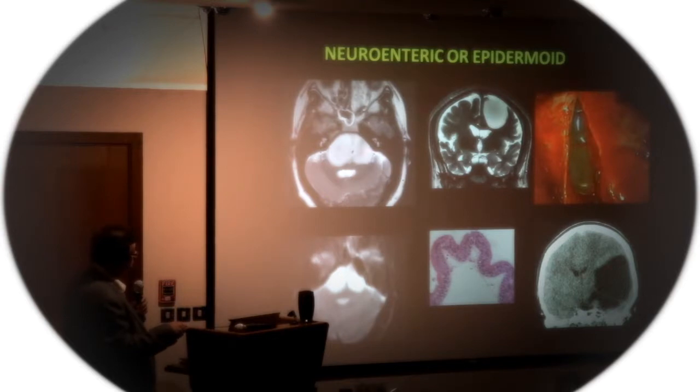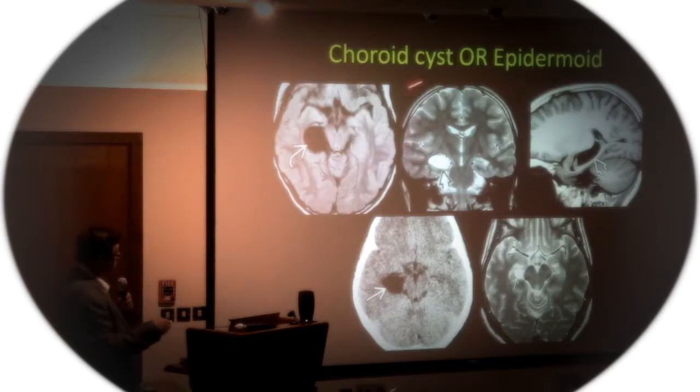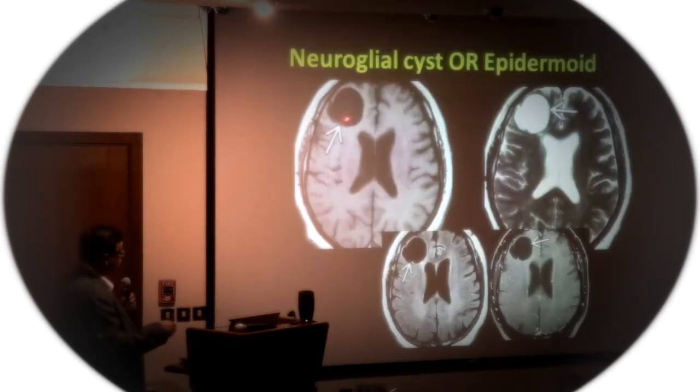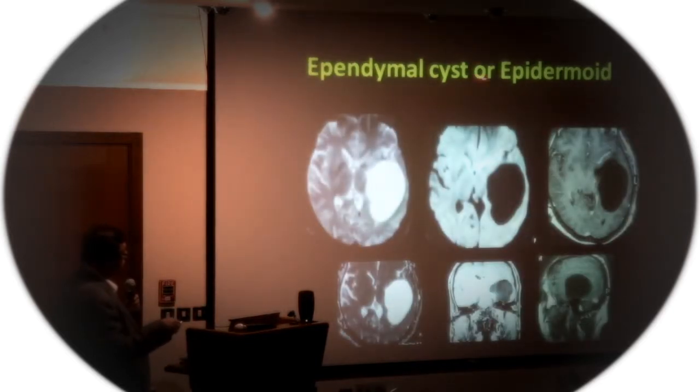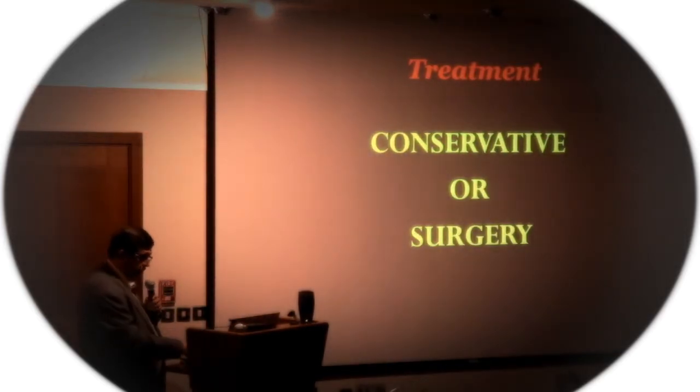Neuroenteric cyst look like epidermoid or arachnoid. No, it turned out to be an enterogenous cyst. Encephalic cyst or epidermoid? Turned out to be a porencephalic cyst. Choroid cyst or epidermoid. This was a choroid cyst. Neuroglial cyst or epidermoid was a neuroglial cyst. Ependymal cyst or epidermoid. And this Iraqi man, he came to me and I did not know what it is. I went for exploration and it turns out to be an ependymal cyst. So, differential diagnosis is very, very wide.